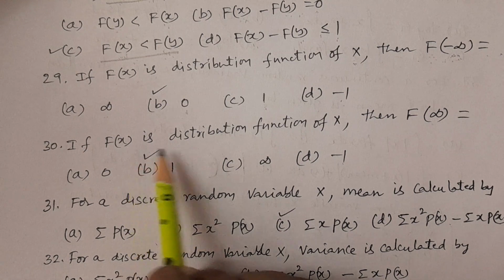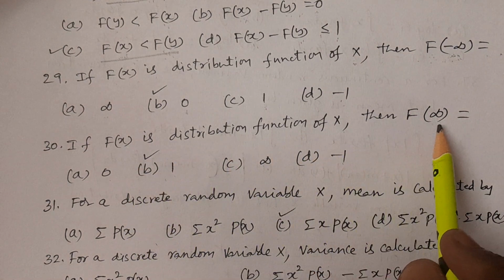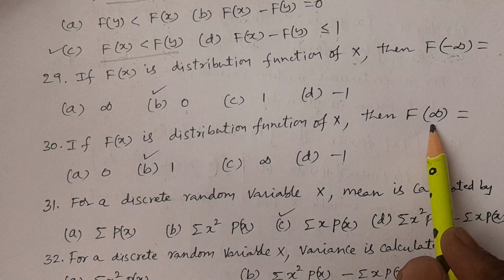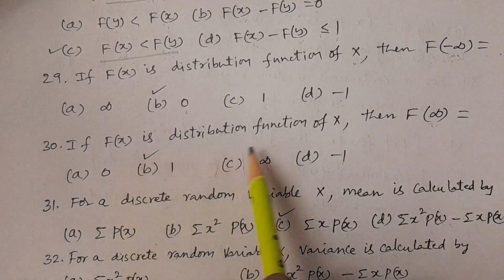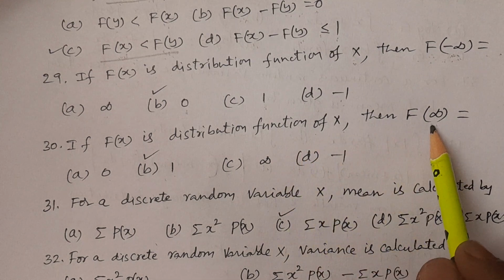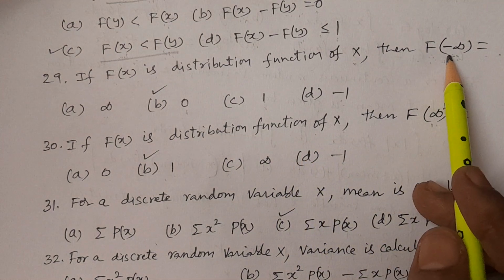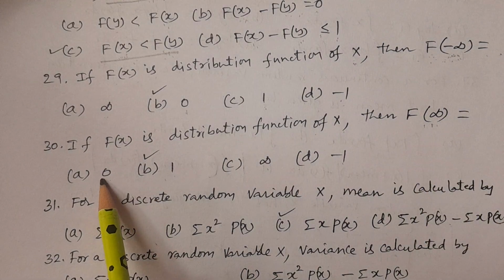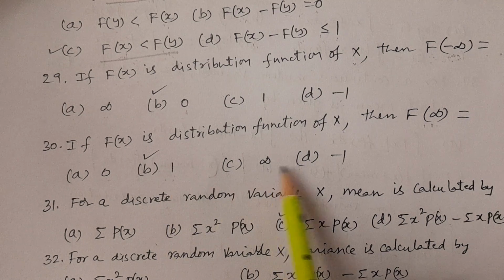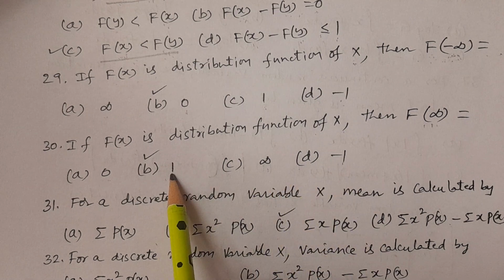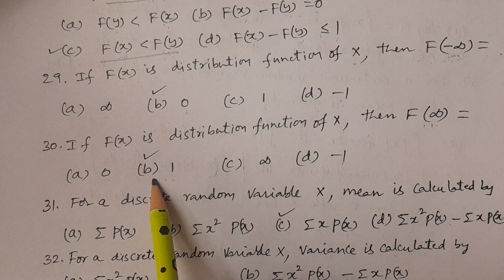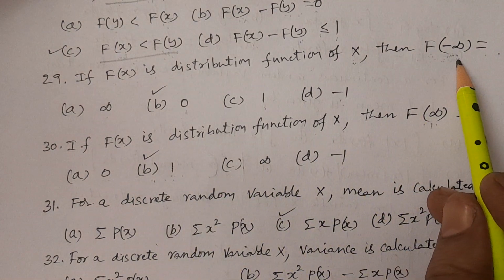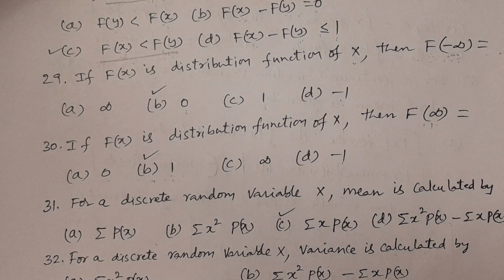In Telugu, if F of x is the distribution function of x, then F of infinity, that is plus infinity, anamata. F of x distribution function aithe F of infinity value anta ippude discuss chestam, F of minus infinity 0 ani, F of infinity 1 ani. So options 0, 1, infinity, minus 1. The answer is 1, option B. F of infinity is equal to 1, F of minus infinity is equal to 0. Idi gurtu pettukondi.